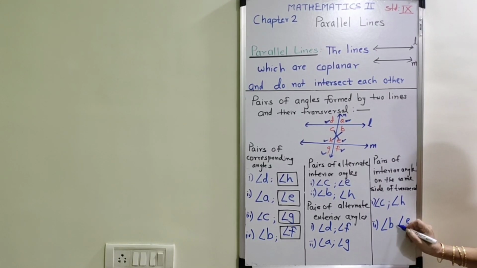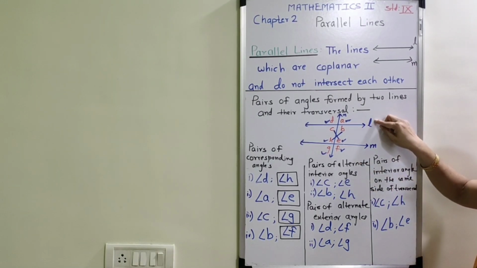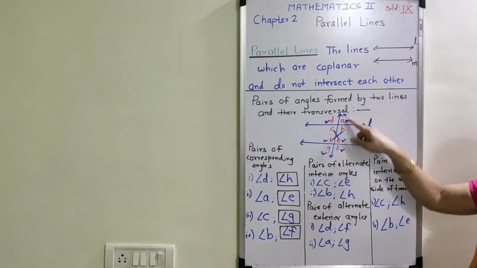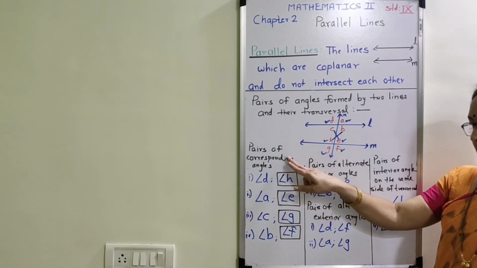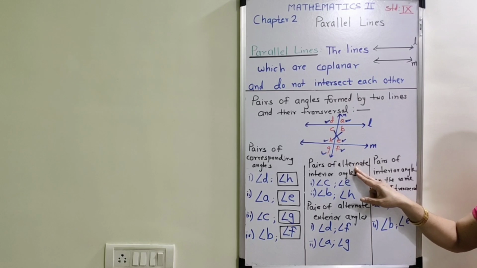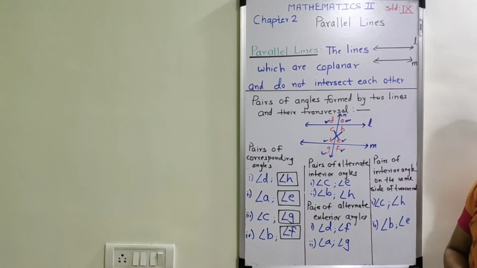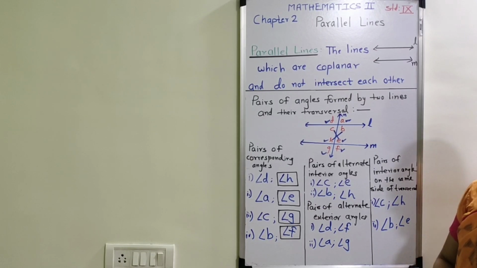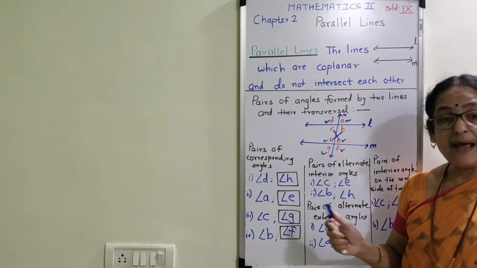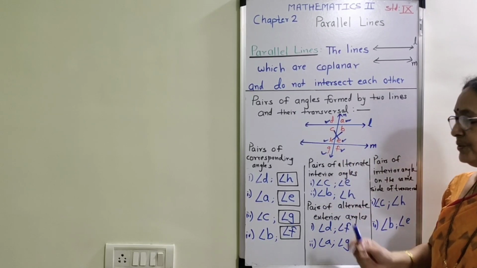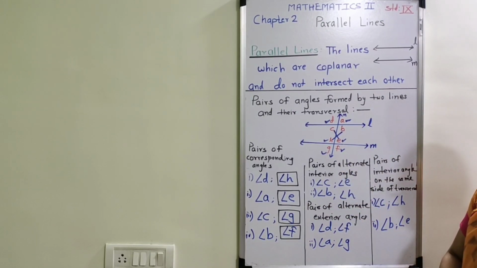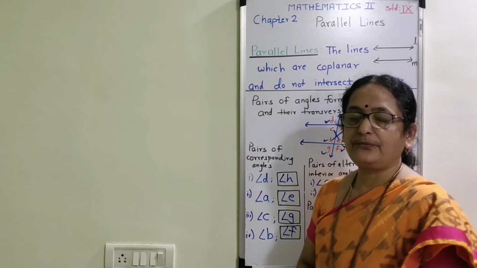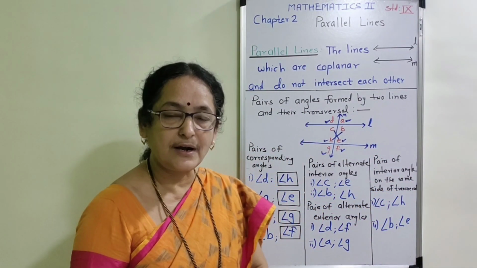Now here we have completed the types of angles made when two lines and their transversal is given: corresponding angles, alternate angles and interior angles. In our school maths laboratory, we have a good apparatus which will easily show you all these types. Now here we are going to complete the types of the angles made by the two lines and a transversal.